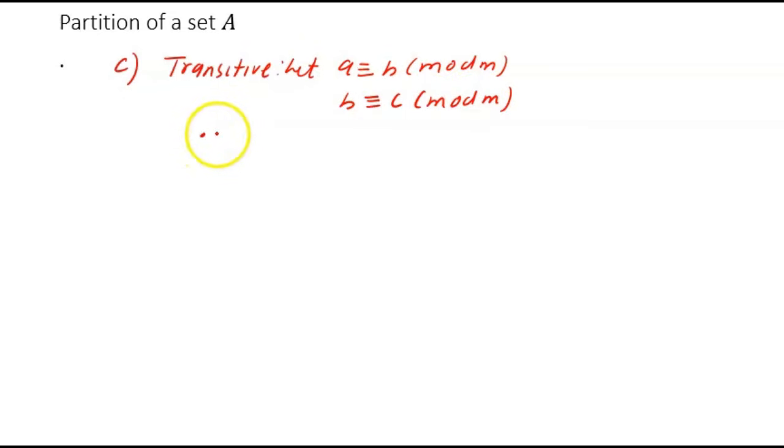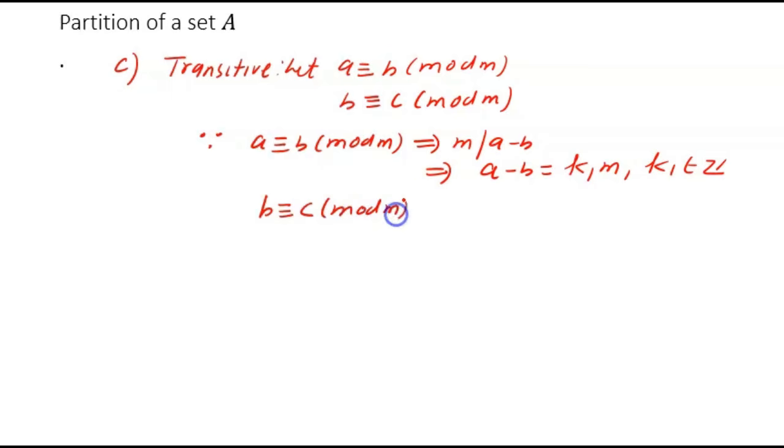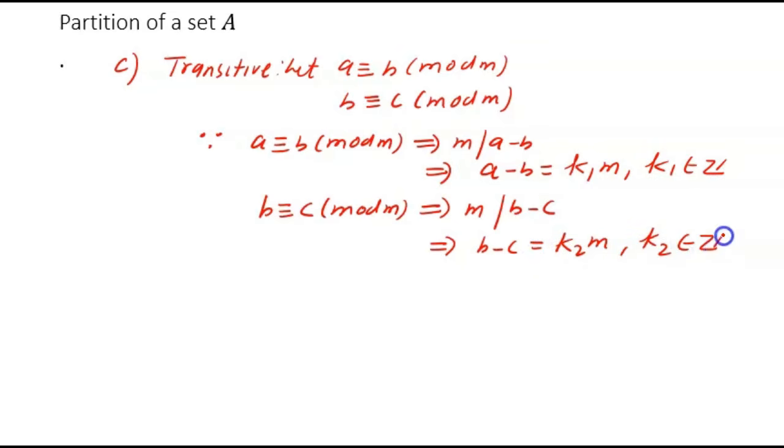Suppose a is congruent to b modulo m and b is congruent to c modulo m. So since a is congruent to b modulo m, it means that m divides a minus b. And if m divides a minus b, a minus b can be written as some integer k1 times m, where k1 belongs to the set of integers. And b is congruent to c modulo m means that m divides b minus c. So b minus c can be written as k2, which is an integer, times m, where k2 belongs to the set of integers.